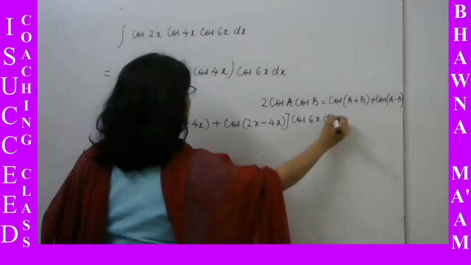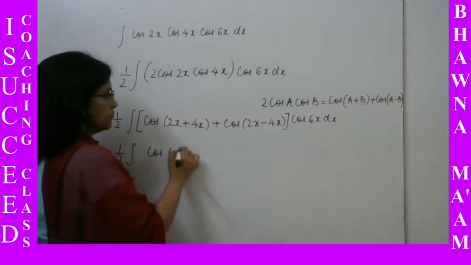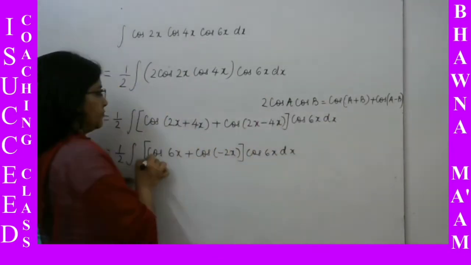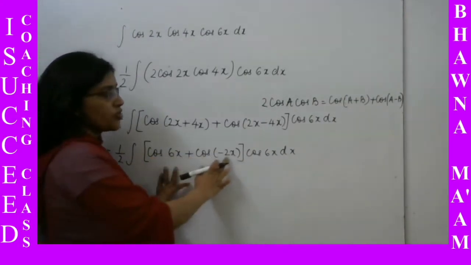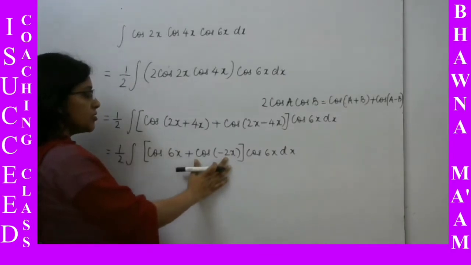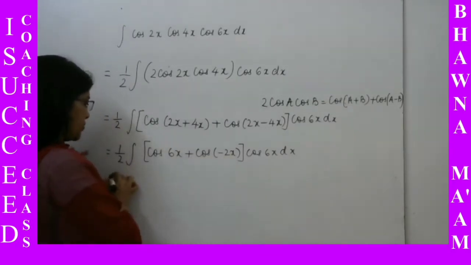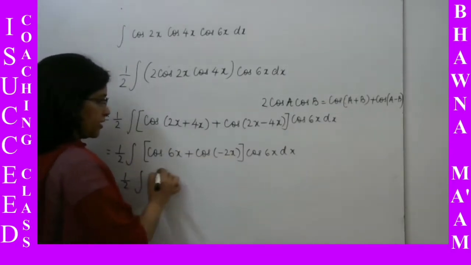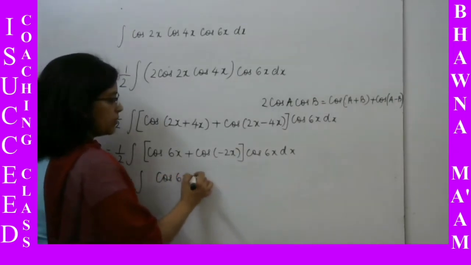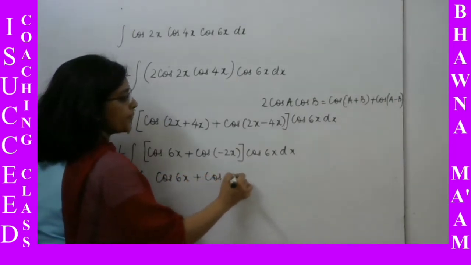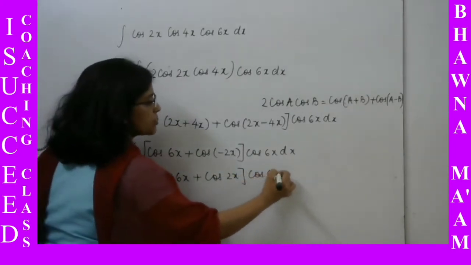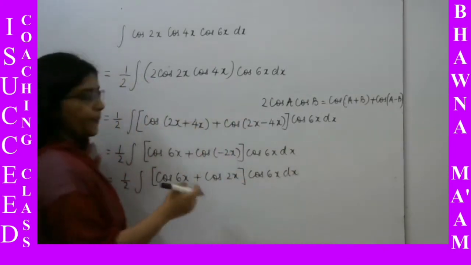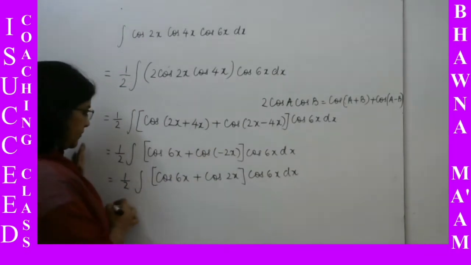Let's put this here. So in applying the formula, we have cos 6x plus cos of minus 2x. Again, cos is an even function, so this will become half integration of cos 6x plus cos 2x. So cos of minus 2x is cos 2x. We will remove the negative sign. Now let's multiply cos 2x inside.